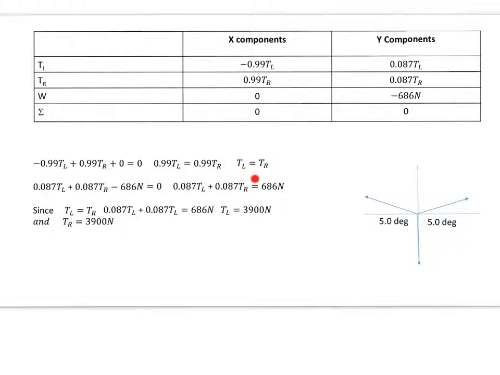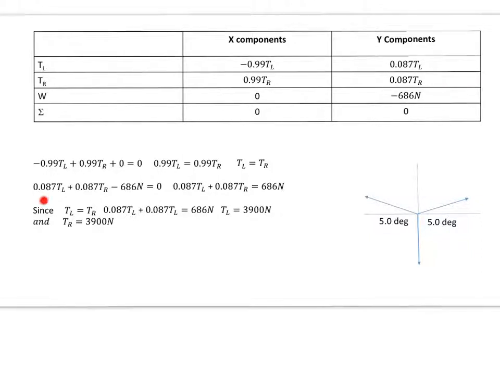And that makes sense if you look back on that picture on the previous slide. The boy was standing right in the middle of the cable, so it would make sense that there would be equal tension on each side. Okay, so now we sum the y components.